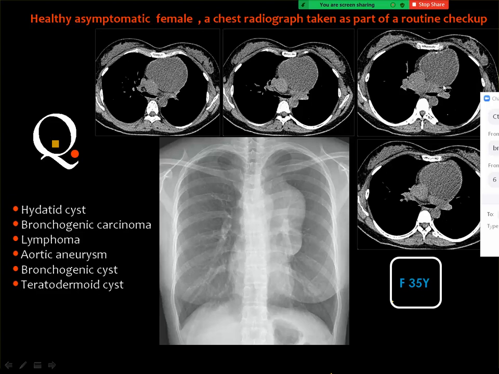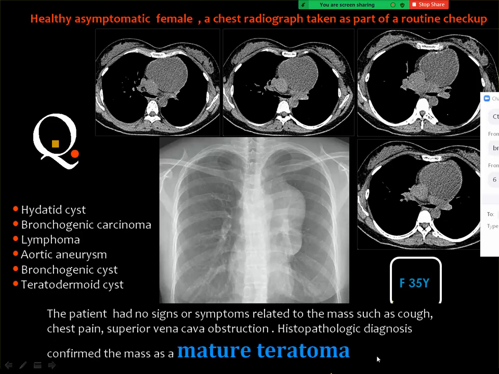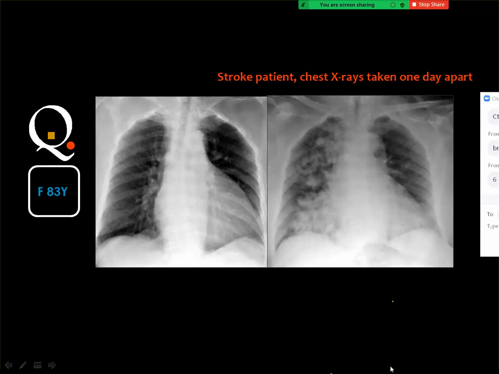You know that there are three requirements for the diagnosis of teratodermoid cyst: fat, calcium, and fluid. And you may get only two of these, but fat is very important actually. And this is not the site of bronchogenic cyst, as you know. The bronchogenic cyst is usually located at the level of the carina, and this was a teratodermoid or a mature cystic teratoma.